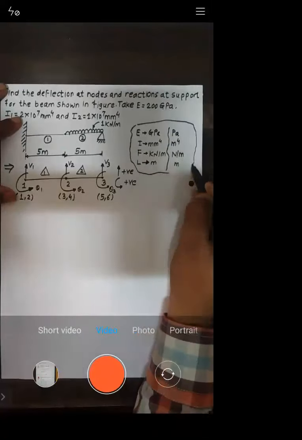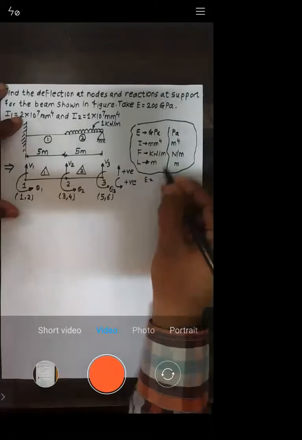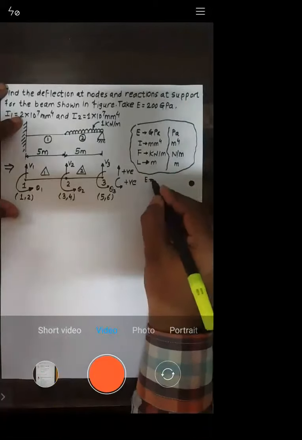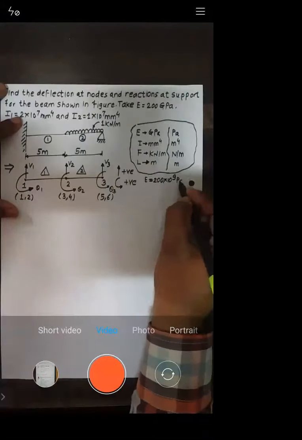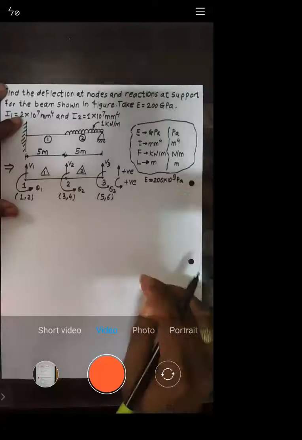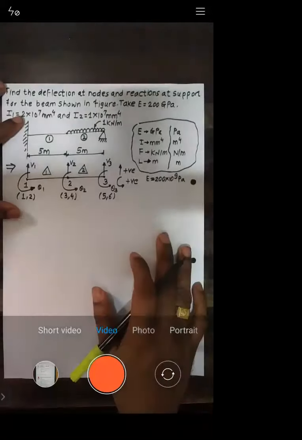Right? So if you see here, what value of E should I put? What is the value of E? I want E in Pascal, right? That is 200 into 10 raised to power 9 Pascal. Is it okay? You just need to multiply by 10 raised to power 9. E is multiplied by 10 raised to power 9, so it becomes in Pascal, right?